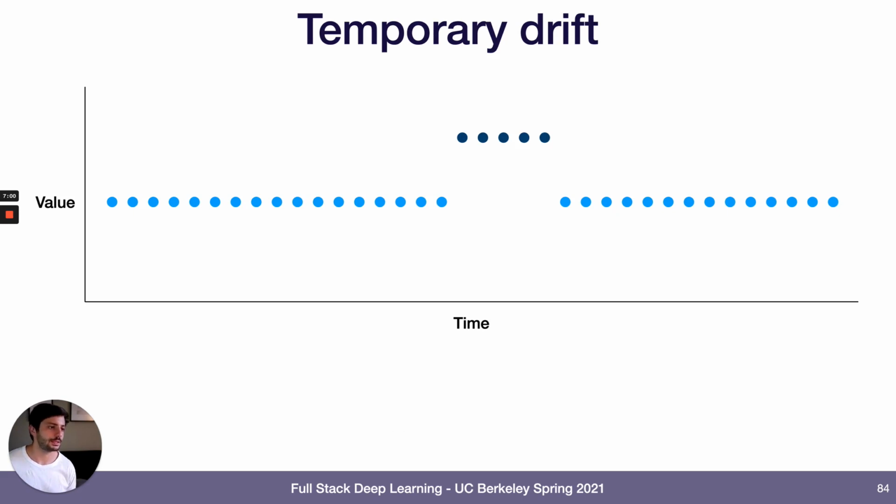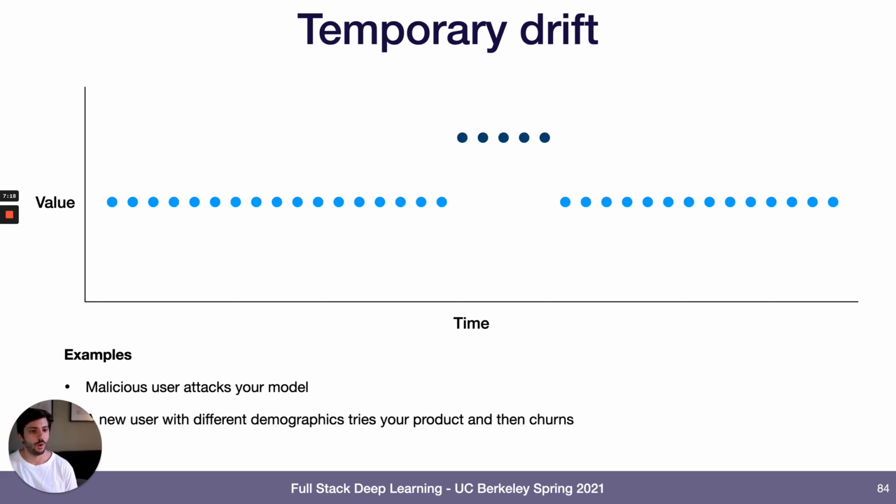And then the last category of drift that we'll talk about, and probably the most difficult one to actually detect, is temporary drift, where all of a sudden there's a big change in the data distribution, but then it goes back to normal. So, for example, maybe this change in your distribution is a malicious user attacking your model, or let's say some new user tries your model, their data doesn't really look like the data the model is trained on, so they get bad results and they churn. That could also produce a drift like this. Or just someone using your product for the first time in a way that is not intended to be used.